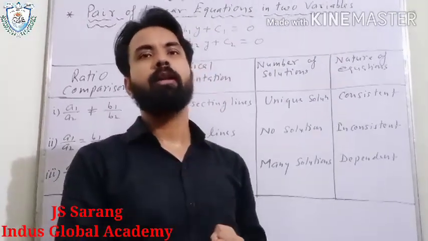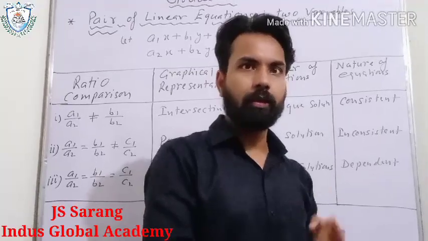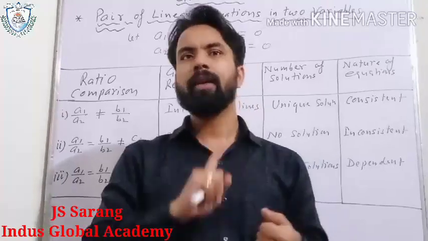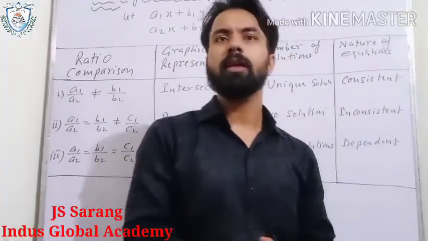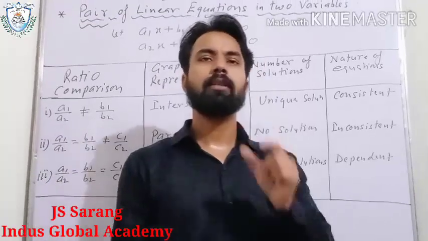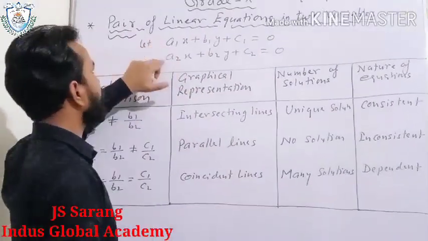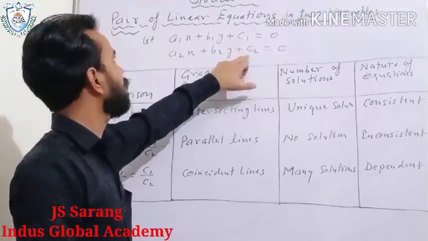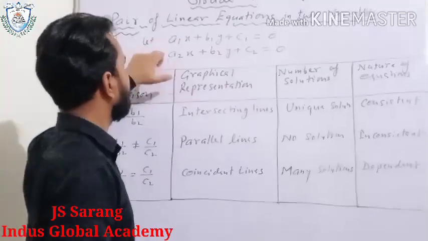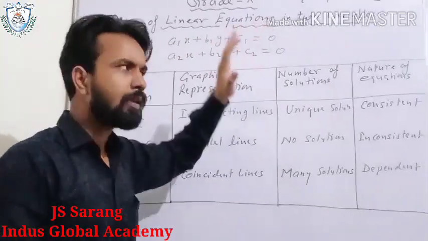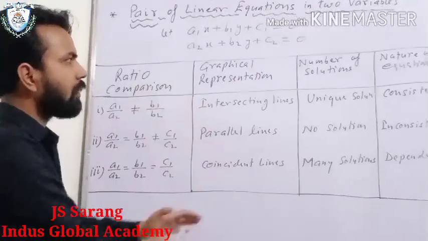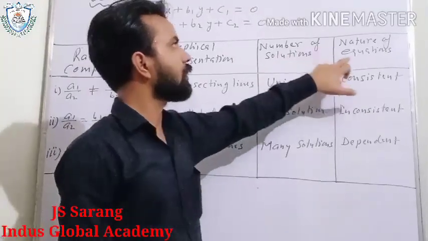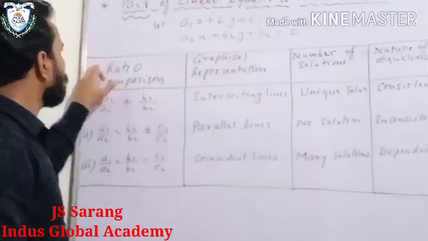So the method for finding the nature of lines, the number of solutions, and the graphical representation is to find the ratio of their constant terms, means a1, a2, b1, b2, c1 and c2. These are the real values. So we have to find the ratio of a1 to a2, b1 to b2 and c1 to c2. This is a chart by which we can identify their graphical representation, number of solutions and nature of equations. So the ratio comparison.